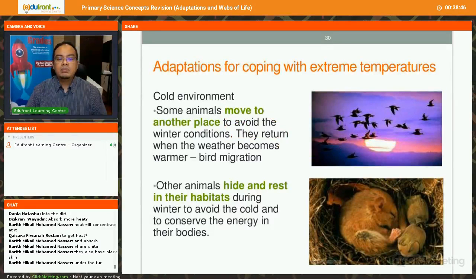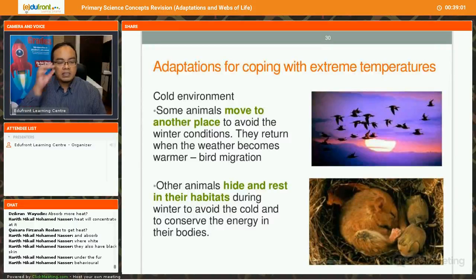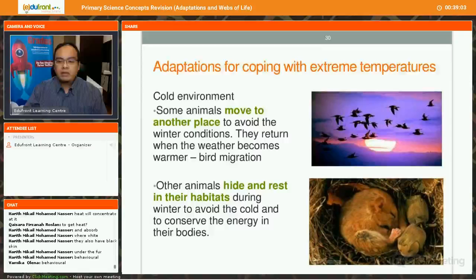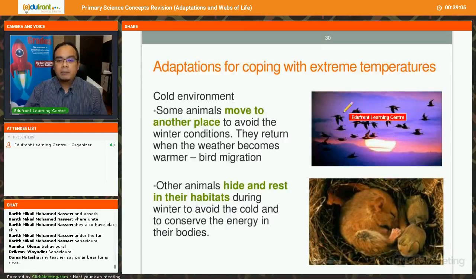Some animals move to another place to avoid the wintry condition. This is an example of, can you tell me, bird migration, is it structural or behavioral adaptation? Anyone? Very good. Behavioral adaptation. So birds, they migrate.